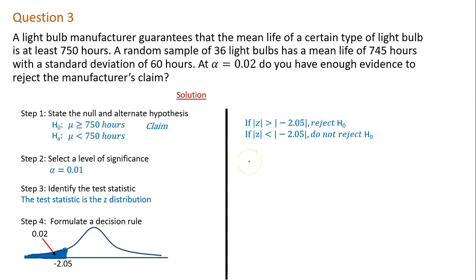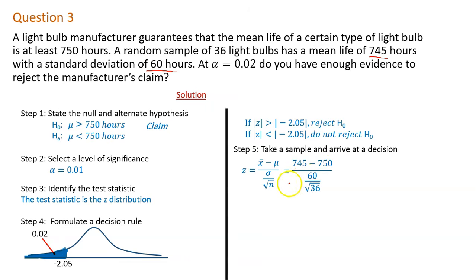Step 5, take a sample and arrive at a decision. So z is equal to x bar minus mu divided by standard deviation over root n. The mu is what is in the claim, which is 750. The sample mean is 745. They say a random sample has a mean of 745, and a standard deviation of 60. So we substitute them into the formula, and the sample size is 36. So we're going to have 745 minus 750 divided by 60 over root 36.